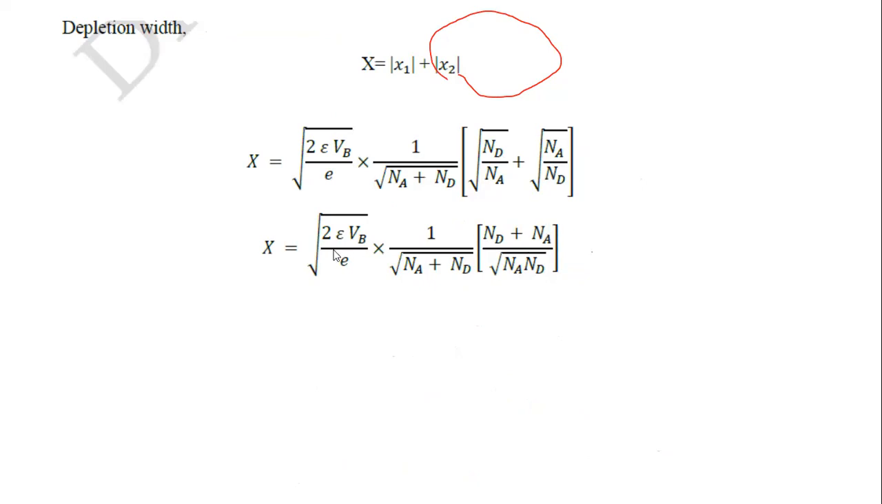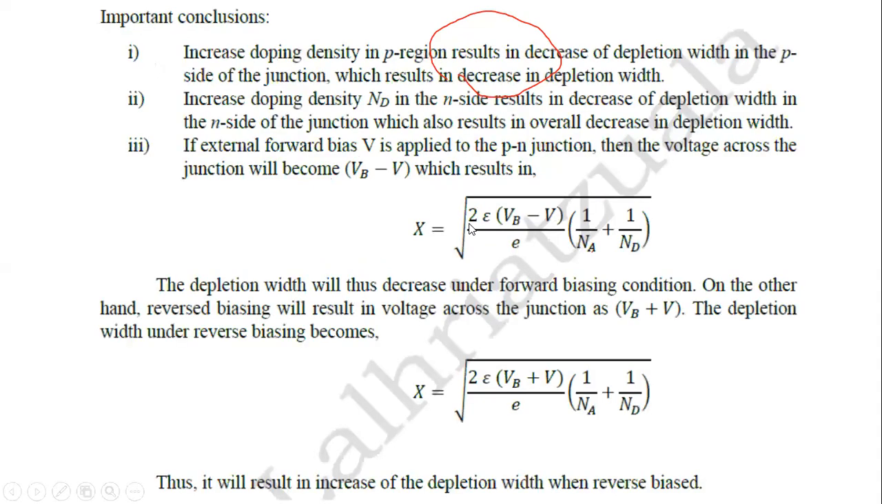So the depletion width of a potential barrier is directly proportional to the barrier potential. It's also proportional to the acceptor and donor density. So depending on whether you have a high concentration of donor atoms and acceptor atoms or not, your depletion width will change. Depletion width will vary according to the doping concentration.